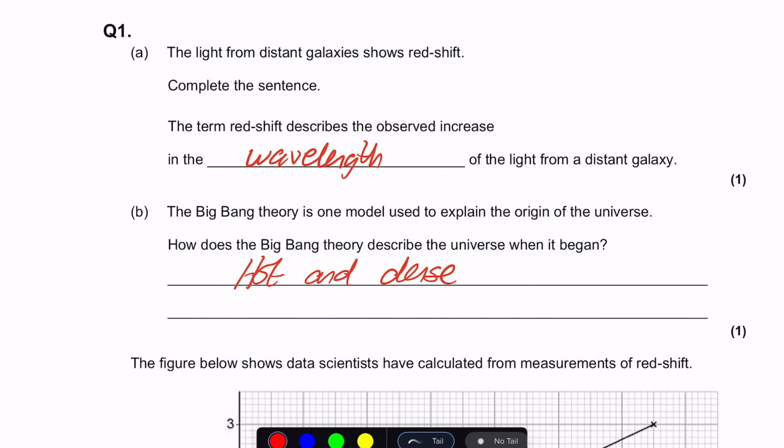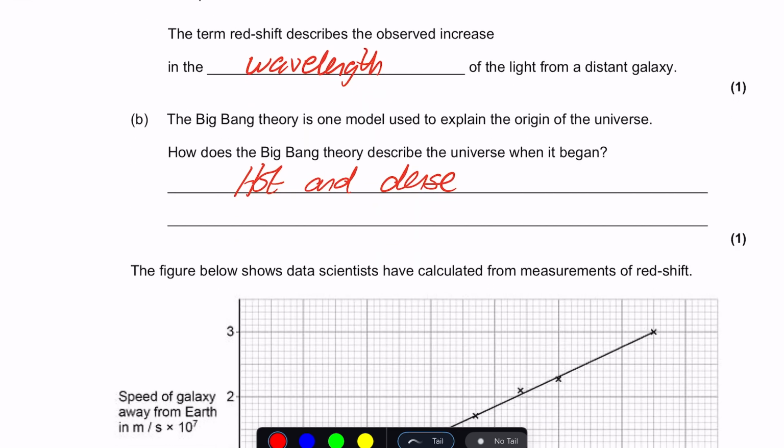So question 1, the light from distant galaxies shows redshift. Complete the sentence. The term redshift describes the observed increase in the wavelength of the light from the distant galaxy. So remember, red is longer wavelength than blue. Red is lower frequency than blue. So remember your frequency and your wavelength. High frequency, short wavelength. Low frequency, long wavelength. So they might ask you in terms of frequency. They're more likely to ask you in terms of wavelength, to be honest.